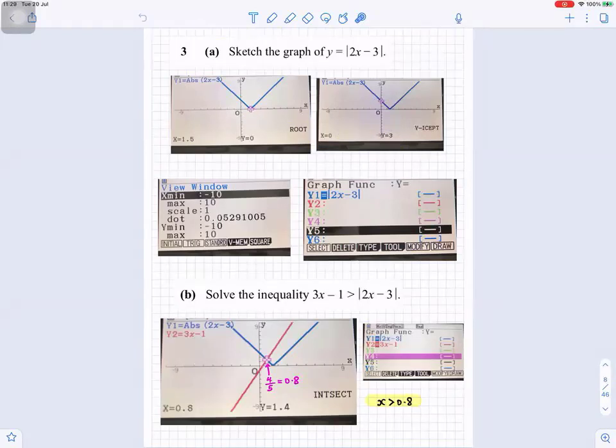Part b, solve the inequality 3x minus 1 is greater than modulus of 2x minus 3. The graph in red is the line 3x minus 1. And you find where they meet at 4 over 5, 0.8. So when x is bigger than 0.8, that line is bigger than modulus of 2x minus 3. So that's your answer: x is bigger than 0.8. The red line is above the blue line when x is bigger than 0.8.